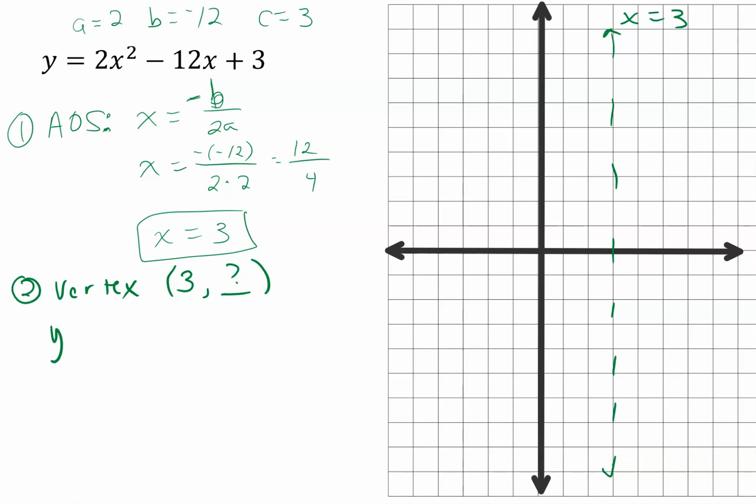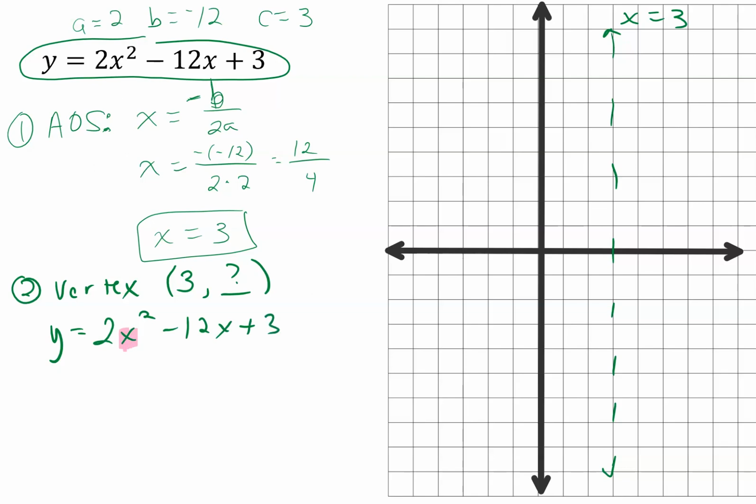To find the y value, we take our original equation, y equals 2x squared minus 12x plus 3, and everywhere that we see an x, we're going to plug in our x value of 3. So our equation is going to look like y equals 2 times 3 squared, minus 12 times 3, plus 3. When you're substituting this in, it's important to be very careful with your calculations. Be sure that you square the x value, and then you multiply it times its coefficient.